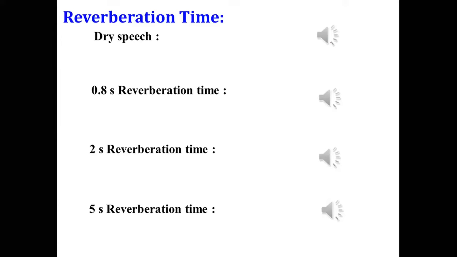So if you compare dry speech and 5 seconds, you can directly feel the difference between the two, right? In the case of 5 second reverberation time, you lose the clarity of the sound. Whereas for dry speech, the words look very clear, they are kind of chopped off from each other.